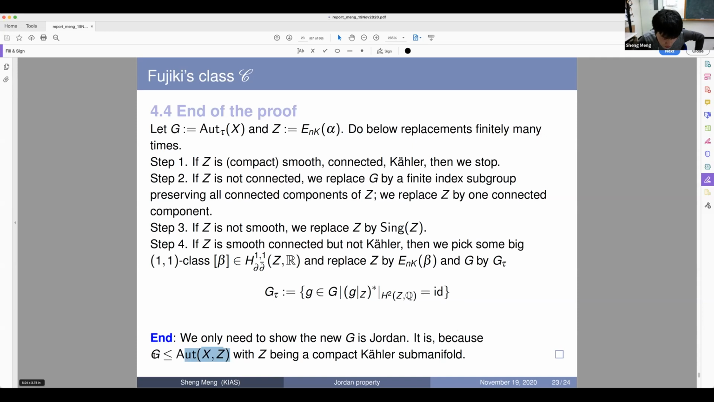So eventually we show G is Jordan, and hence Aut_tau(X) is Jordan, and hence the bimeromorphic automorphism group is Jordan. Okay, so this is the end of the proof and also the end of my talk.